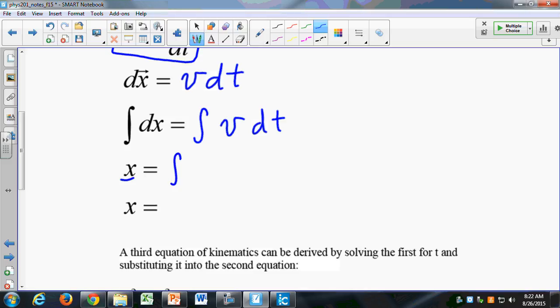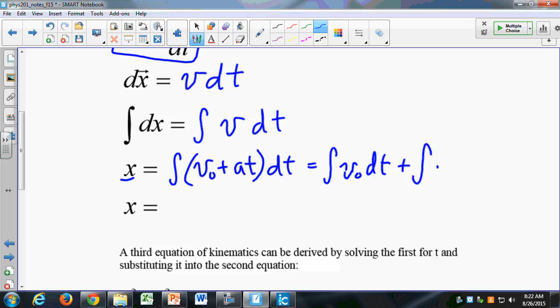And then I know now that v is dependent upon t in this way from that previous definition. So I just plug that in here, and then I can break this apart into separate integrals. The integral of v naught dt plus the integral of at dt. The integral of v naught dt is what? Because v naught doesn't change with time, so it's just going to be v naught t.